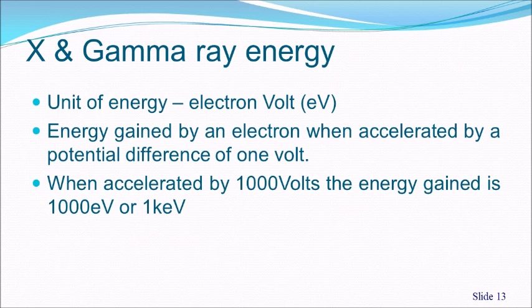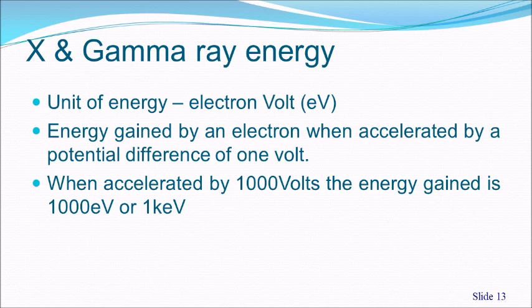If you noticed in the previous slides, I was mentioning the unit of energy of X-rays and gamma rays as MV and MeV. I was using kV and MV for X-rays and MeV for gamma rays and for electrons. We need to know the actual unit of energy for X and gamma radiation and for electrons. The unit of energy is electron volt. When you say electron volt, what do you mean by that? How much is 1 electron volt? 1 electron volt is the energy gained by an electron when accelerated by a potential difference of 1 volt.